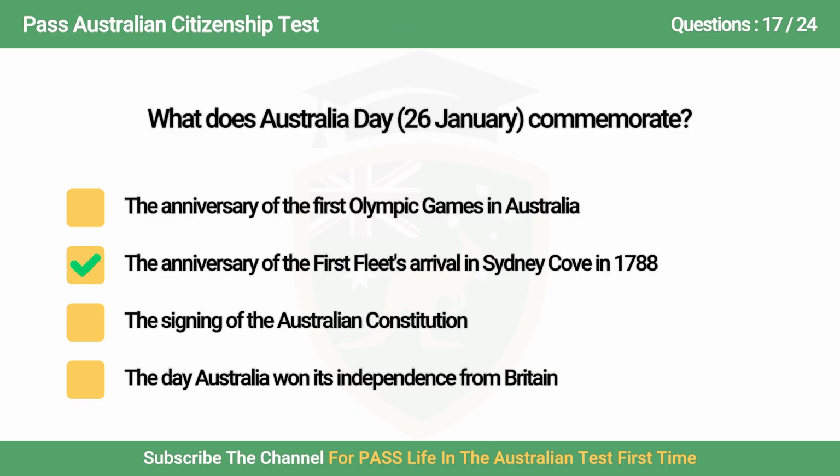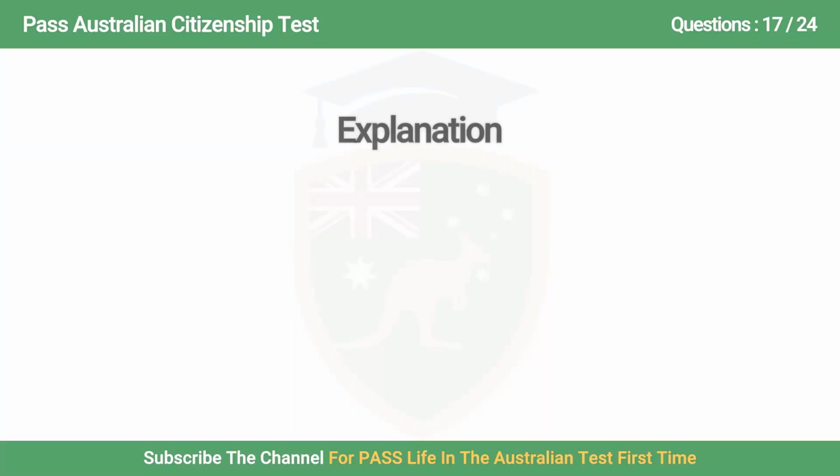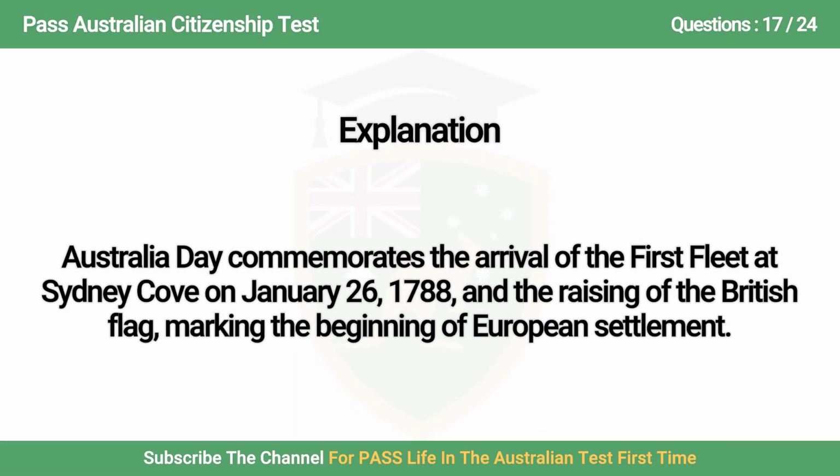Answer is B. The anniversary of the First Fleet's arrival in Sydney Cove in 1788. Australia Day commemorates the arrival of the First Fleet at Sydney Cove on January 26, 1788, and the raising of the British flag, marking the beginning of European settlement.